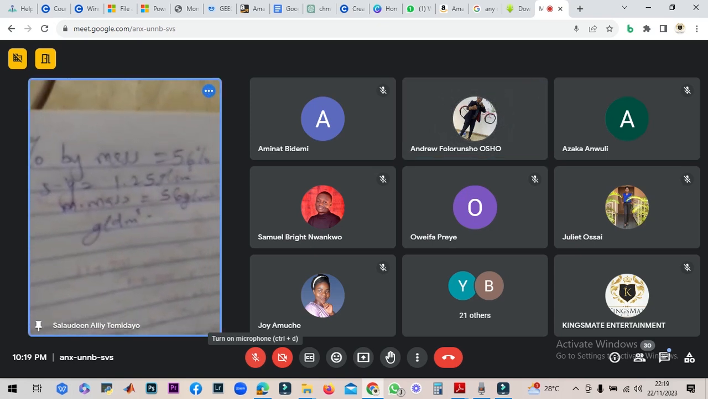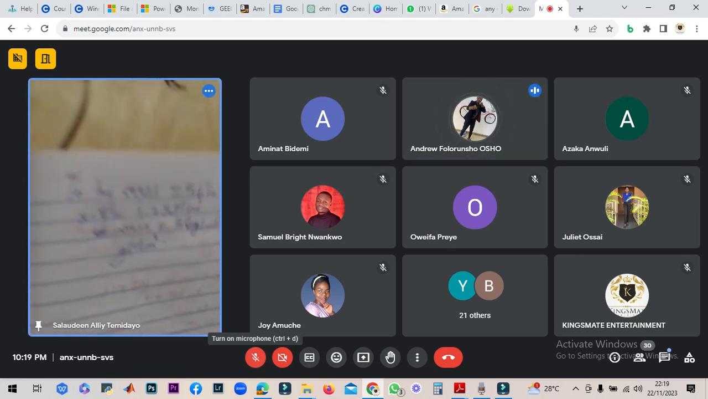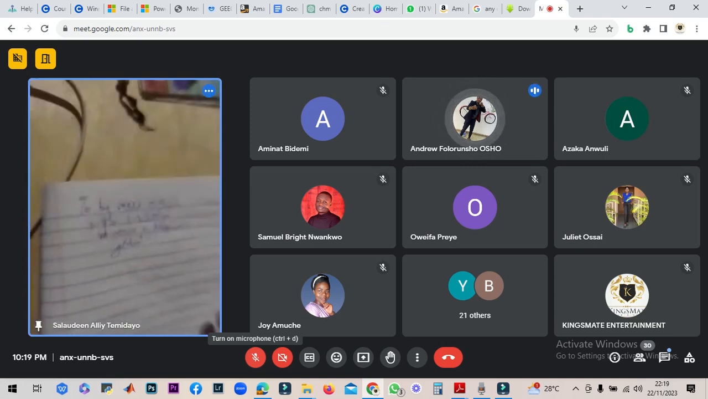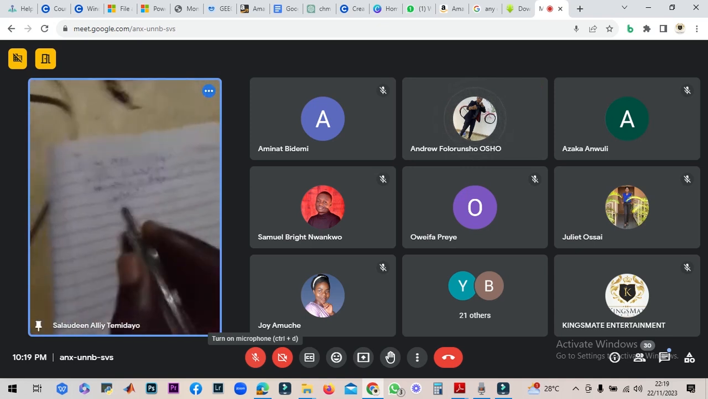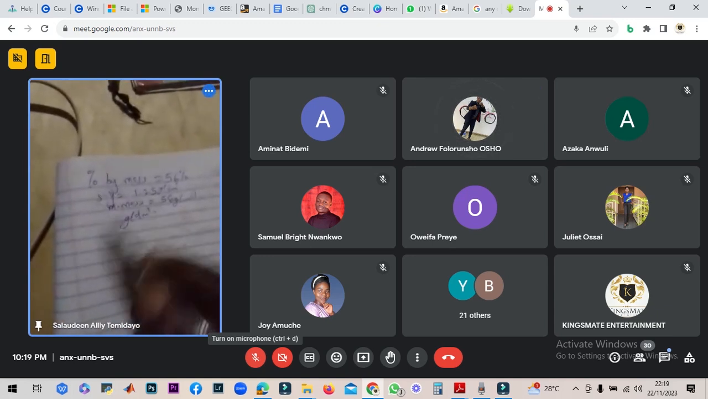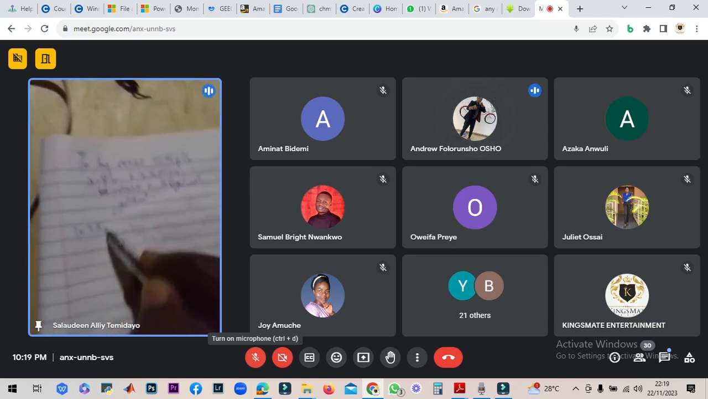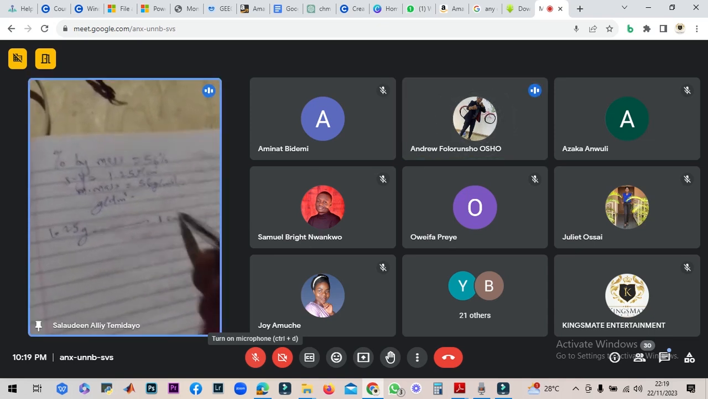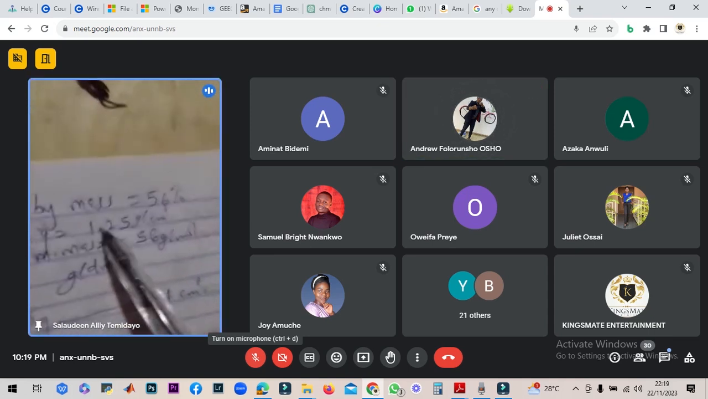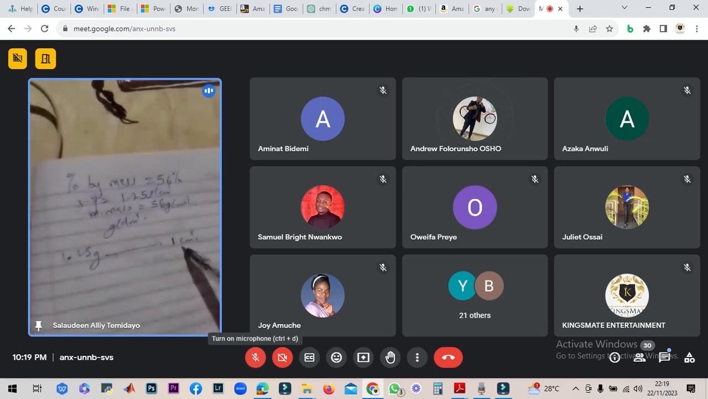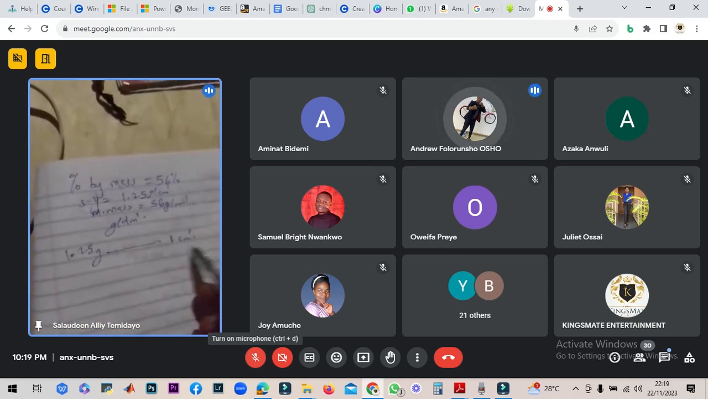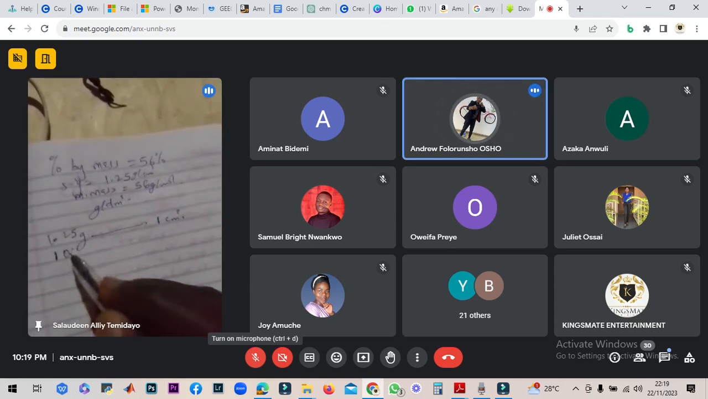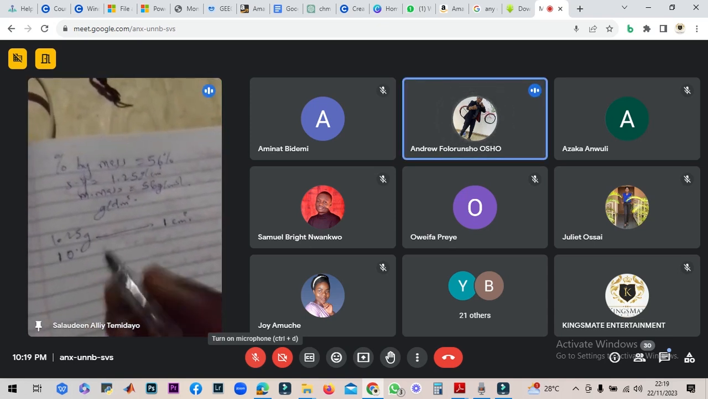Molar mass is 56 grams per mole. So what is the mass in grams per dm cube? To move on with that, we know that 1.25 grams is present in 1 cm cube, right? They said 1.25 grams per cm cube. So in 1,000 cm cube, it is going to be 1,000 times 1.25.